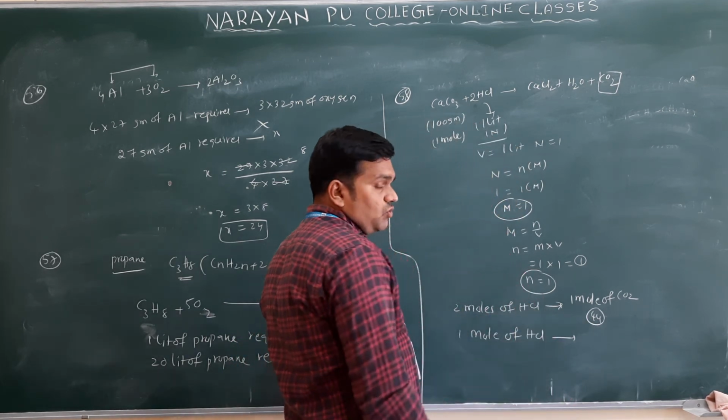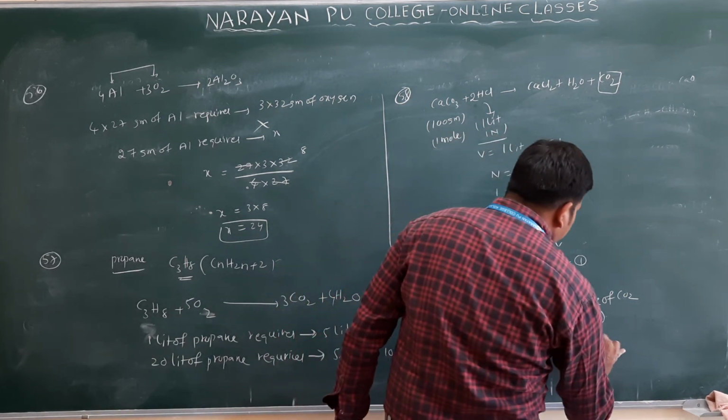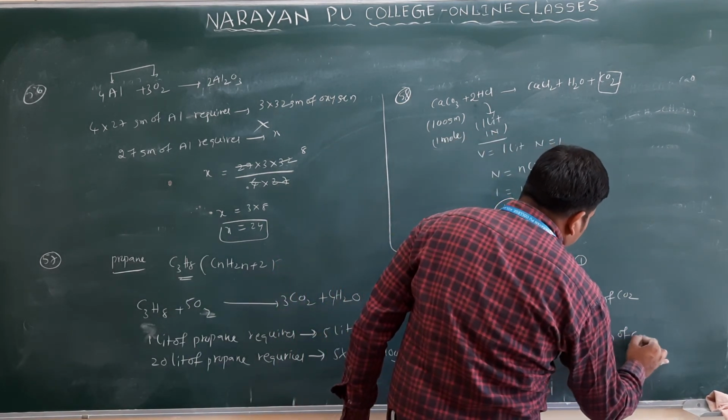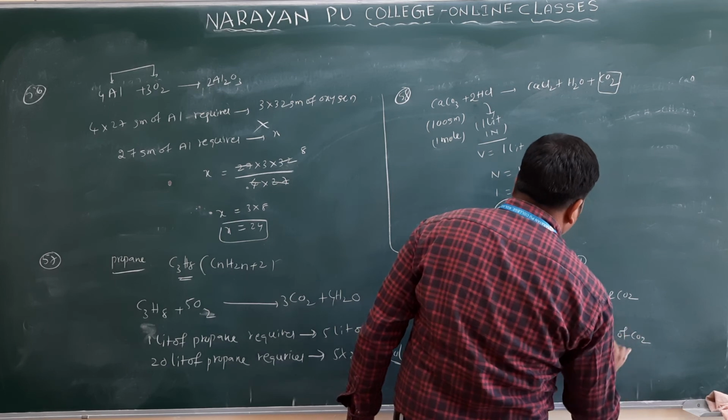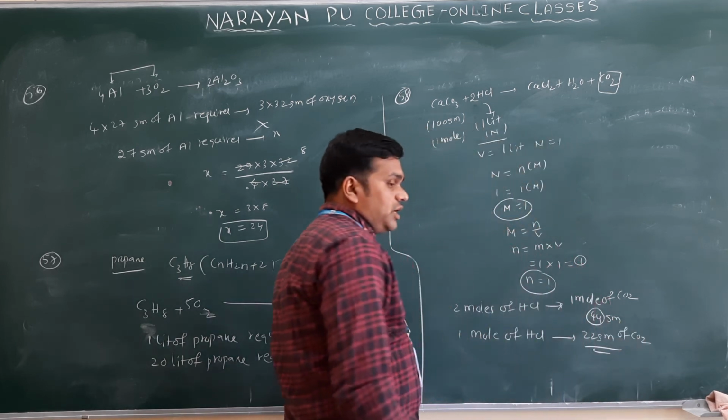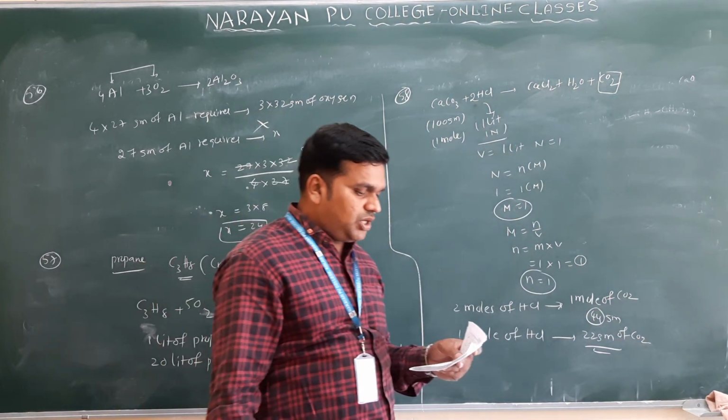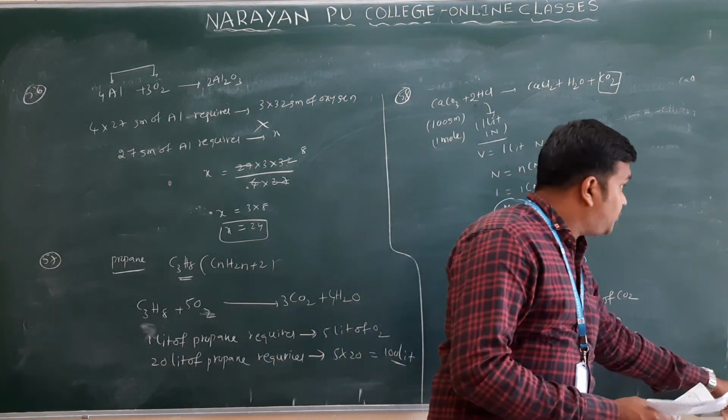Okay, 2 moles gives 44, so 1 mole how much? 44 by 2. That you will get what? 22 grams of CO2. This is 44 grams only, so 22 grams of CO2. What is your answer? Your answer is option 3 for this question.